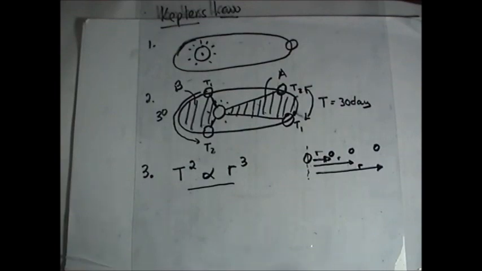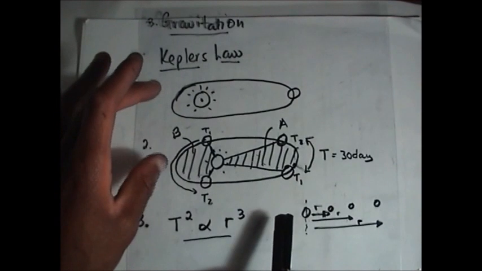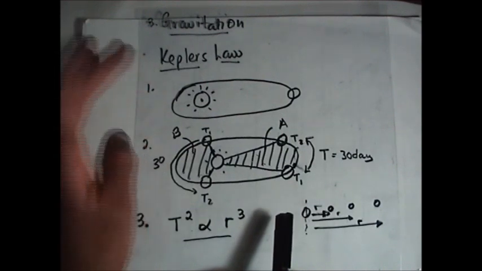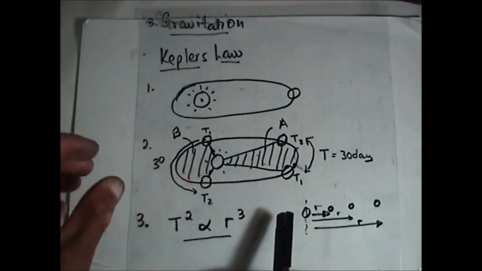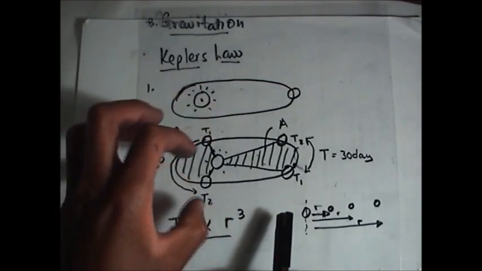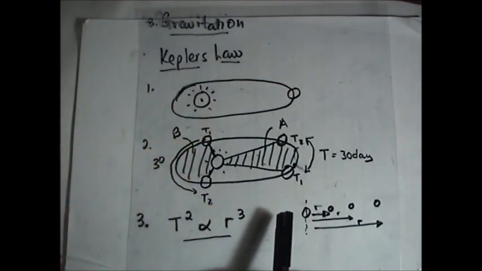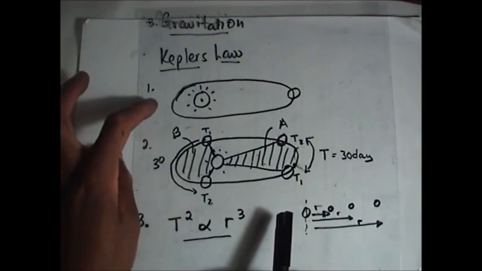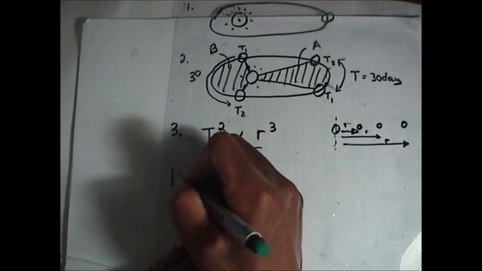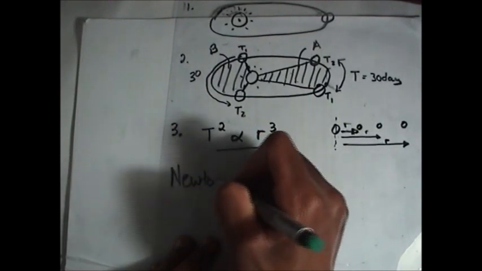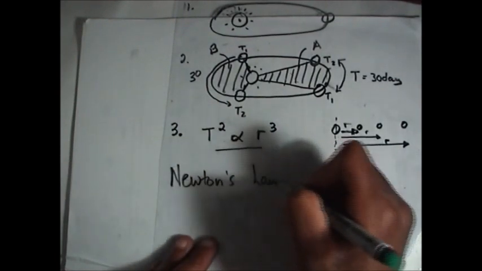So now let's get into Newton. Newton knew about this because Kepler came before Newton. He started building his universal law of gravitation around this, trying to make his law consistent with these 3 laws. So let's get into Newton's law of gravitation.